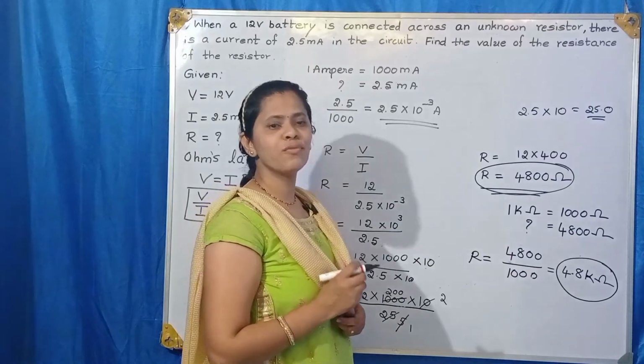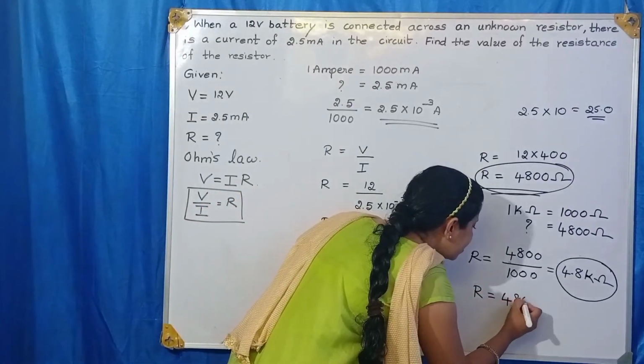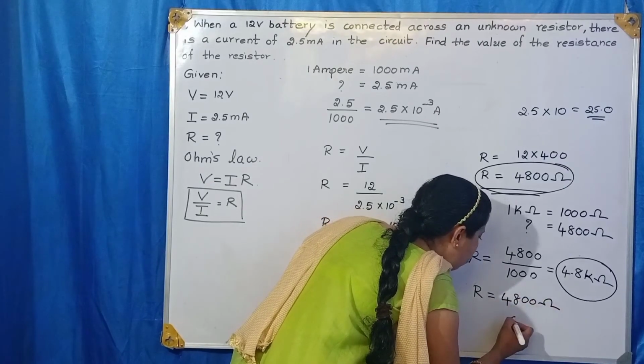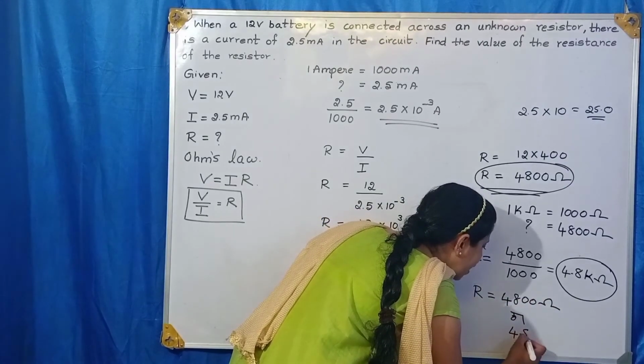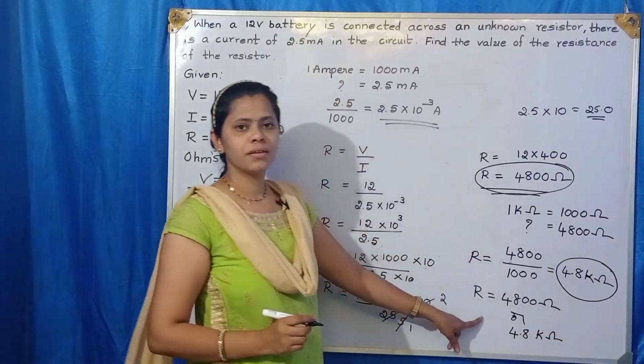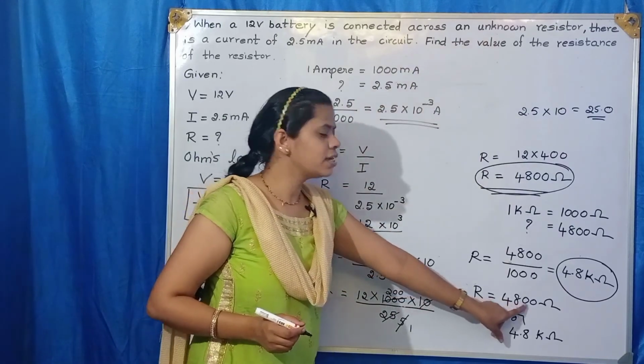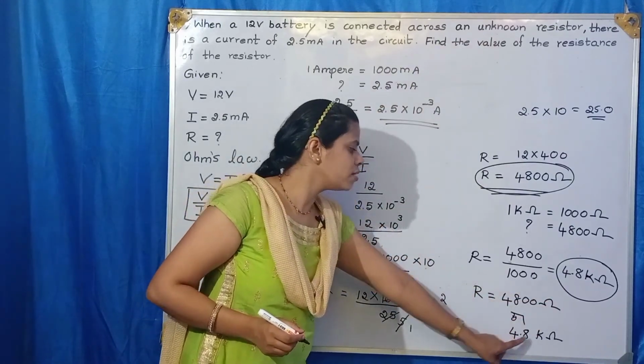So our answer is what? R is equal to 4800 ohm or 4.8 kilo ohm. The value of the unknown resistor is 4800 ohm or 4.8 kilo ohm.